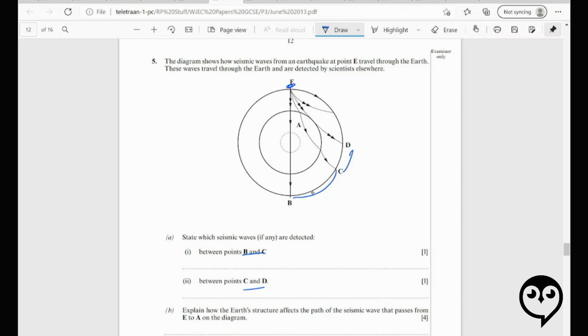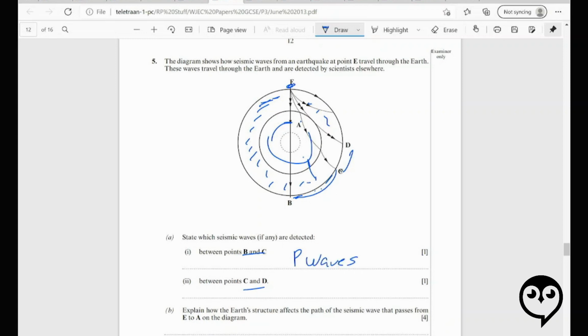So between B and C, what waves would be coming through here? Well, we know that we've got a solid crust or mantle, and we've got a liquid core. So anything going through here, through both liquid and solid, I'm going to have to say are P waves.